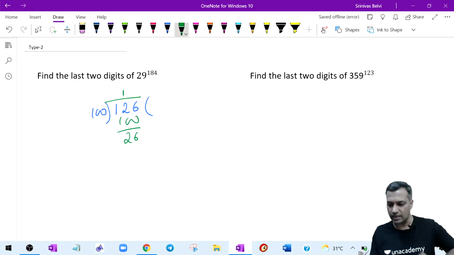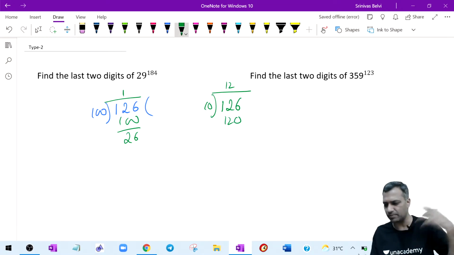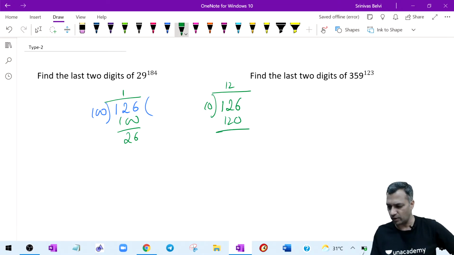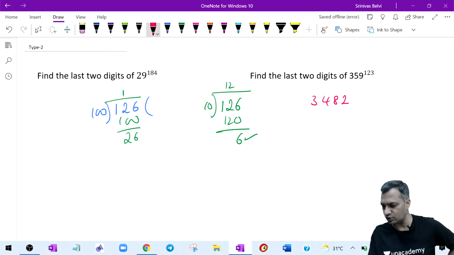If I want to understand the unit digit of 126, you got to divide this by 10 and the remainder becomes the unit digit. 12 times 10 is 120. Therefore, the remainder is 6. Similarly, if I have a number 3482 and I want the last three digits, simple, you divide this by 1000. 1000 three times is 3000. Therefore, 482 are the last three.